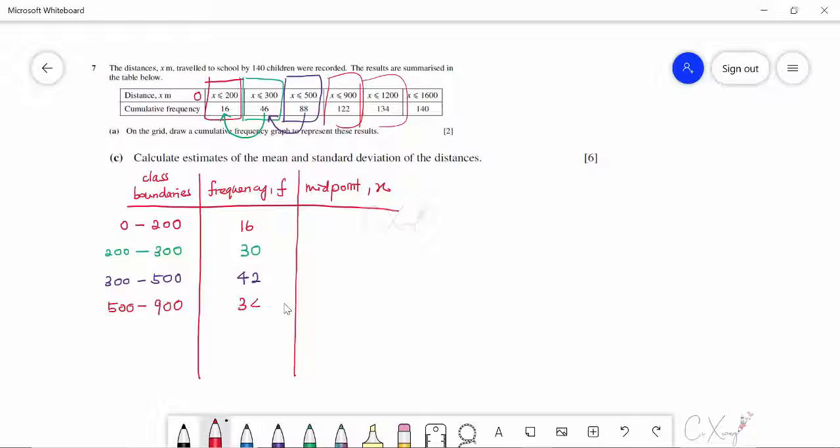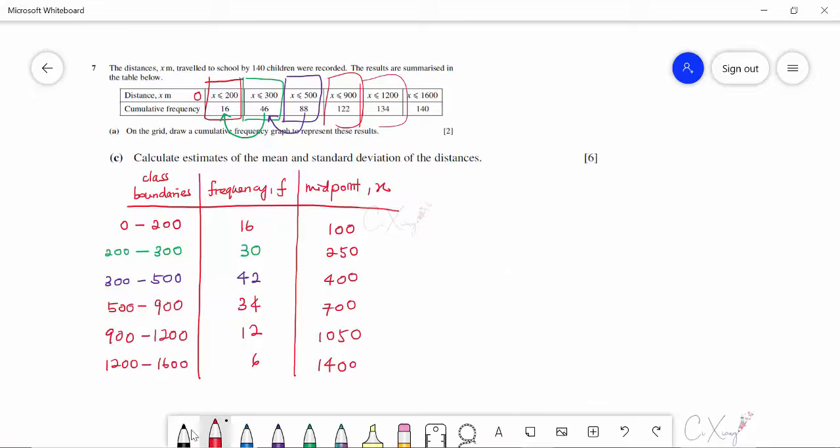So I'm having 500 to 900, this is 34. And then 900 to 1200, this is 12. And 1200 to 1600, this is 6. And for the midpoint, generally you take the lower class boundary plus the upper class boundary, then divided by 2. So for the first midpoint here, the value is 100. For the second class it will be 250. The third one will be 400, 700, 1050, and also 1400.